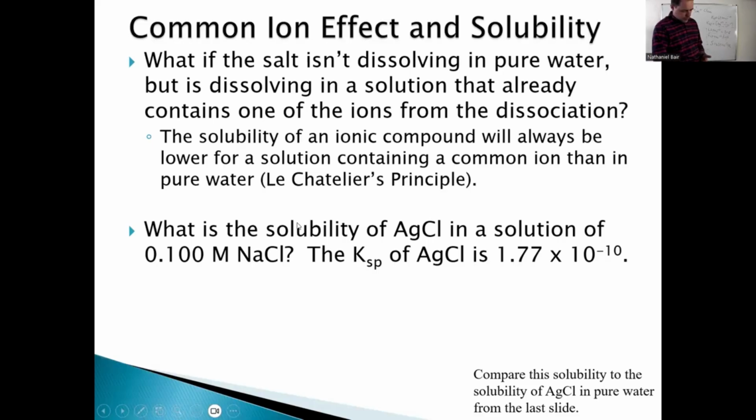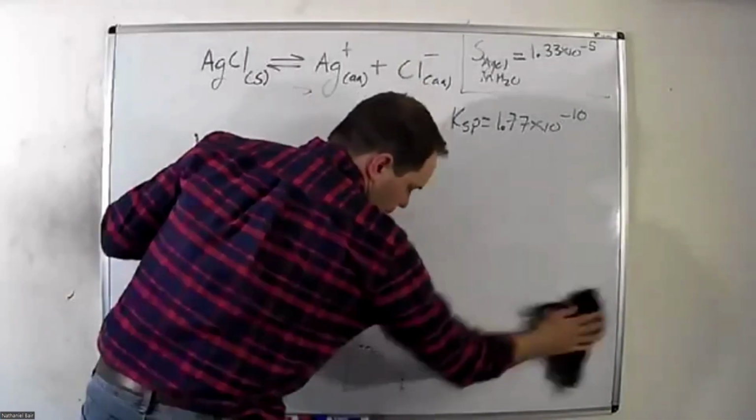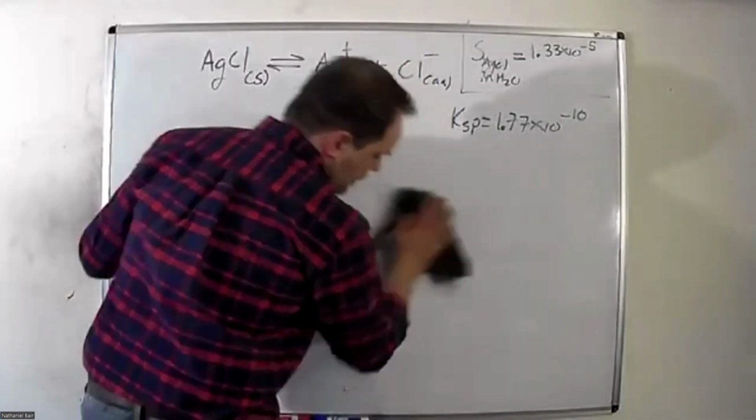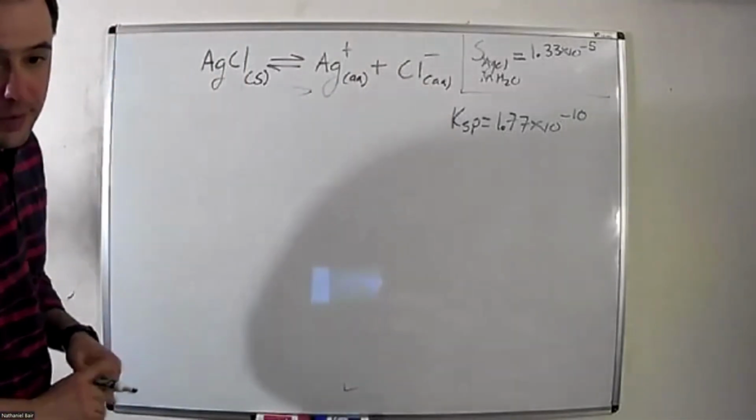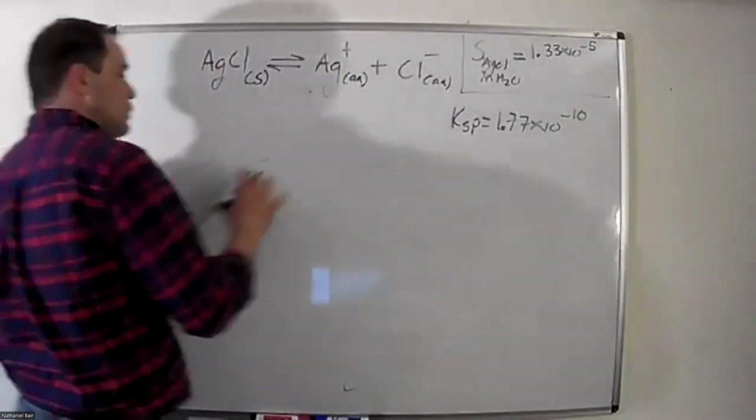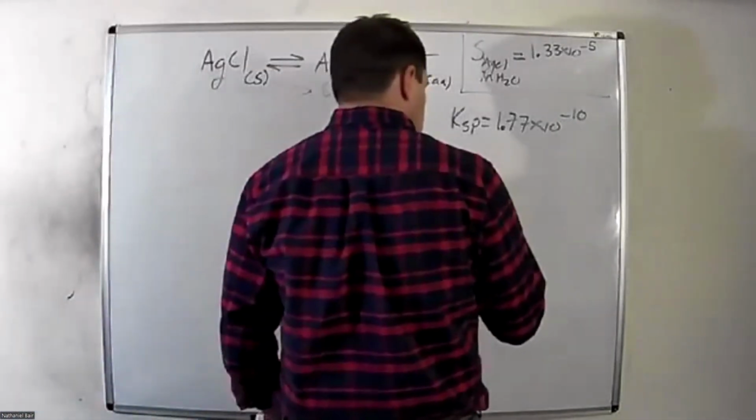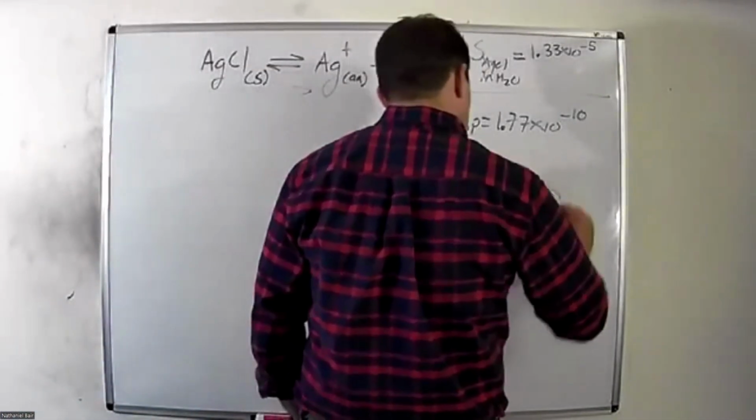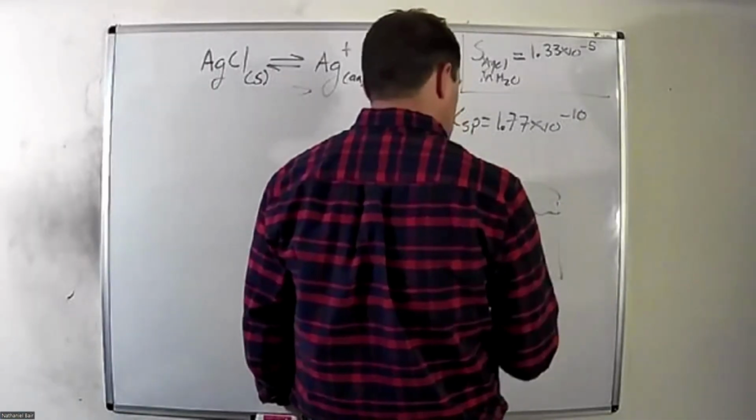So now what I want to do is what's called a common ion problem. And this is really a manifestation of Le Chatelier's principle. Now what we want to do is dissolve it in a sodium chloride solution, and I want to talk about what that's going to do. So before we do the math, let's look at this through an equilibrium lens with Le Chatelier.